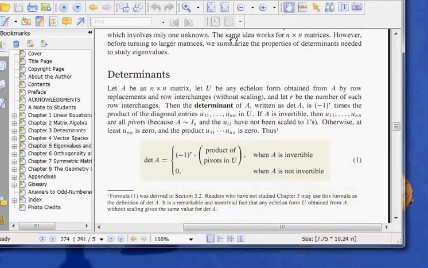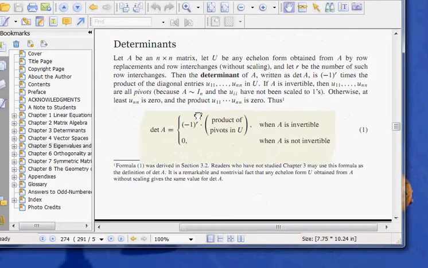Then they start talking about determinants, and I don't really understand why, because we already went through this stuff in the other section. So when A is not invertible, the determinant is 0. That makes sense, because if you put the matrix into its triangular row echelon form, then at least one of the pivots will be 0 when A is not invertible.